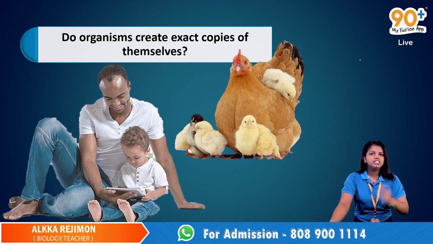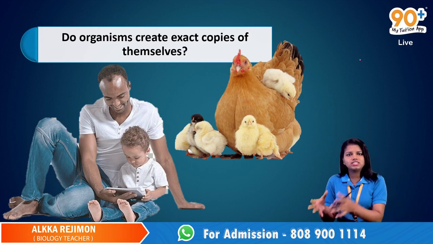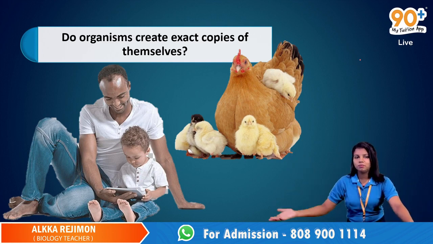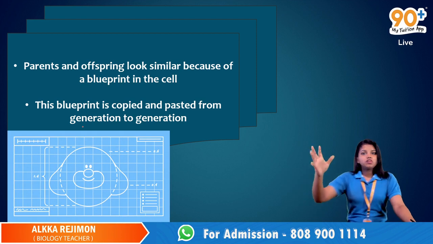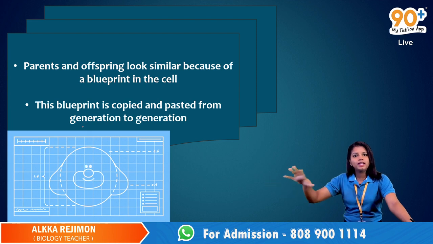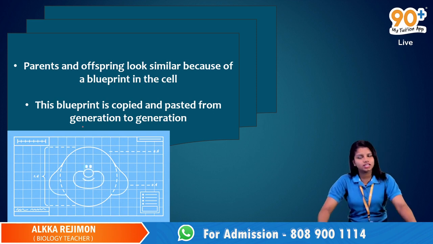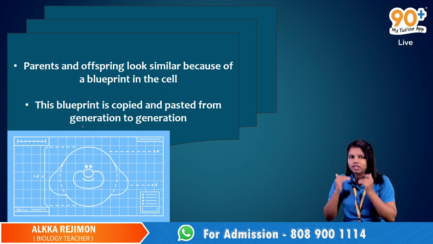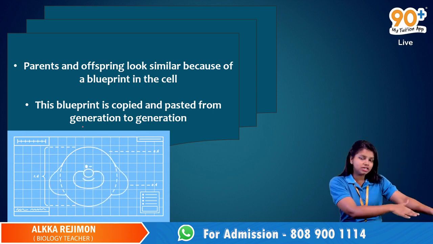Like let's discuss if there is a hen and the hen is having a chick. Does the chick look exactly like that of its parent? Or if there is a man and the man has given birth to a boy, does the boy look exactly like his daddy? So yes, parents and offsprings look similar because of a blueprint in the cell, and this blueprint is copied and pasted from generation to generation. Yes, when sexual reproduction is taking place, basically the parent is copying his blueprint which is already present in his body, is getting copied and getting pasted upon to the offspring that he is creating.